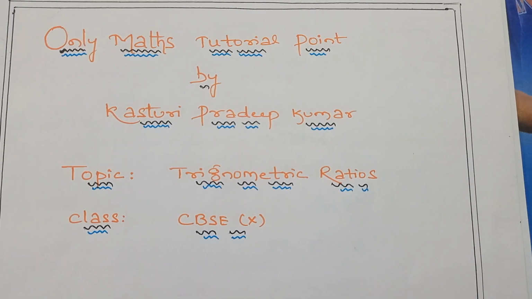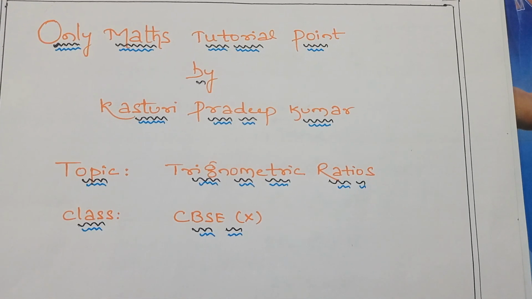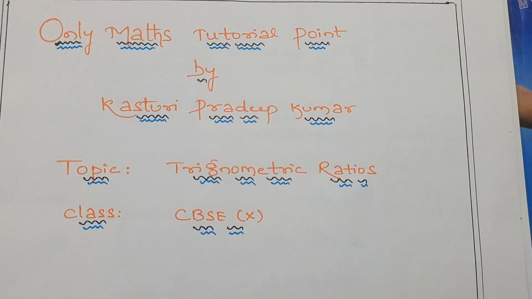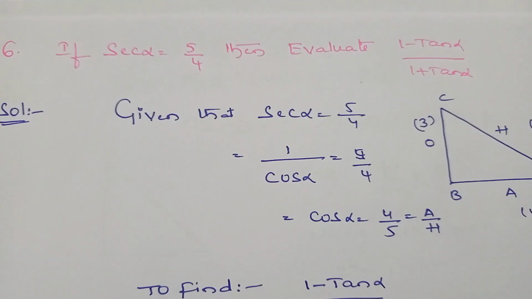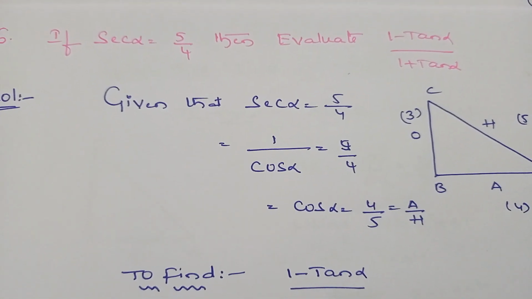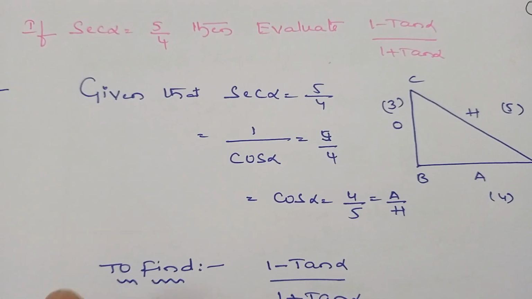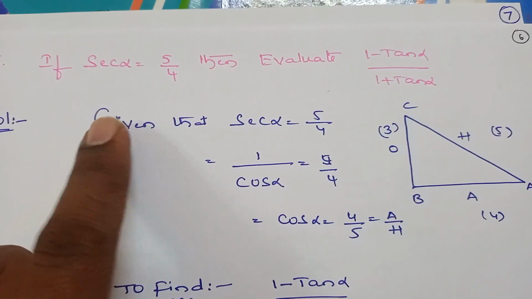Today we are going to continue with the topic trigonometric ratios of class 10 CBSE pattern. If secant alpha equal to 5 by 4, then evaluate (1 minus tan alpha) by (1 plus tan alpha). So first write down what is given in the question.